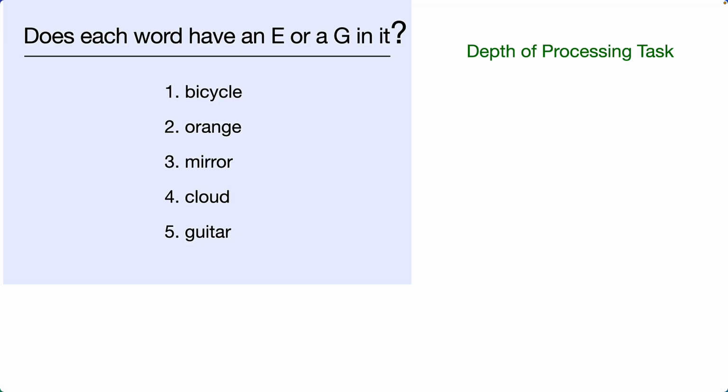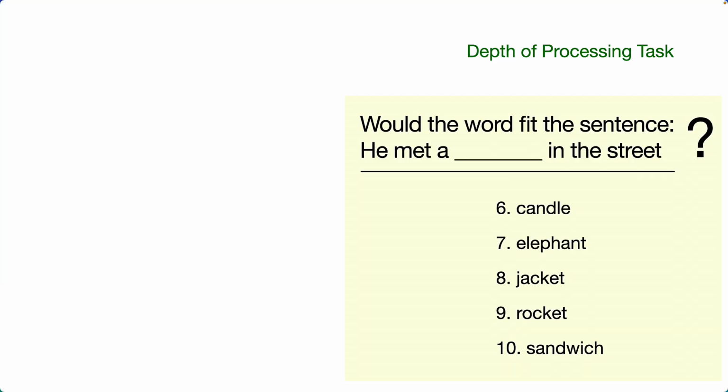Okay, let's try another one. In this case, I want you to answer the following question for each word. Would the word fit the sentence, he met a blank in the street? So 6, candle. 7, elephant. 8, jacket. 9, rocket. 10, sandwich.